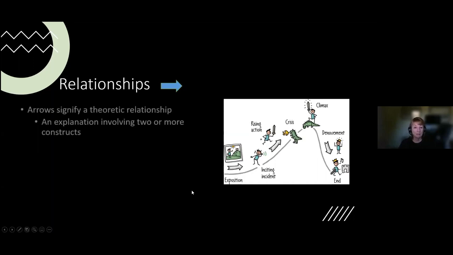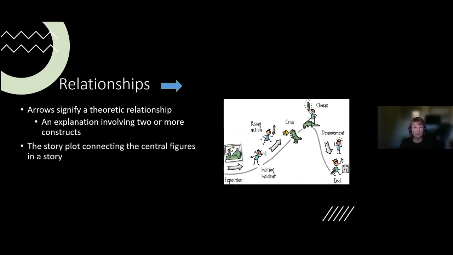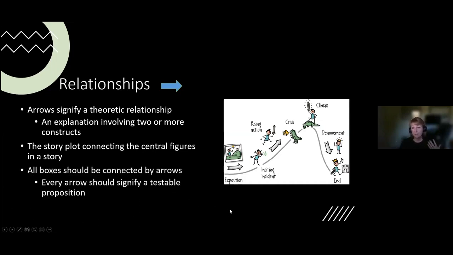All right, so second is relationships, and those are the arrows in a map or in a model. And this picture is actually the plot. It was something I found online for people who are writing plays or books. So this is kind of a map for how to develop the plot. So arrows in the model signify a theoretical relationship. It's an explanation involving two or more constructs. But if you think about it in terms of a play, it's the storyline that connects the central figures. So again, the constructs are like the actors in a play, and the storyline that connects them, that's the relationships or the arrows. So in a model, all boxes should be connected by arrows. Every arrow should signify a proposition that you can test.